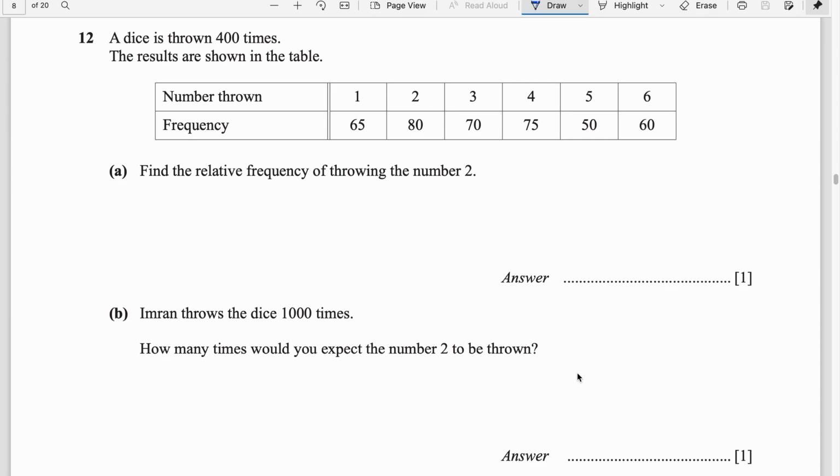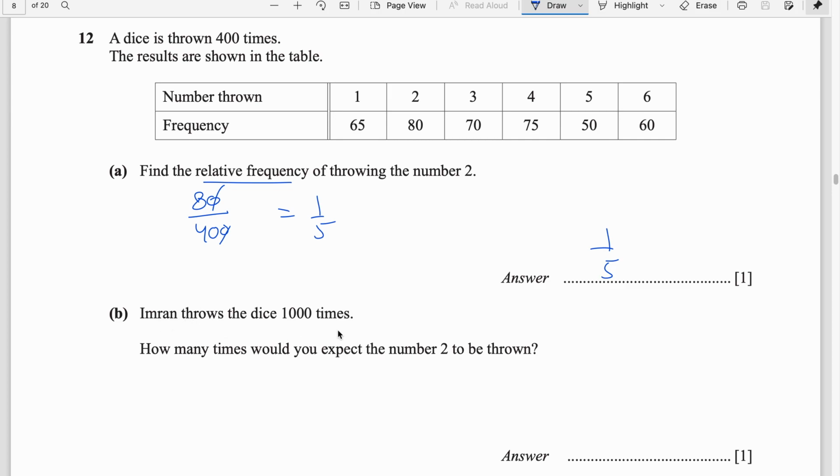Question number 12. A dice is thrown 400 times. The results are shown in the table. Find the relative frequency of throwing the number 2. Relative frequency is also known as probability. So throwing 2 is 80 times out of 400. And 5 times is 40. So this is 1 by 5.